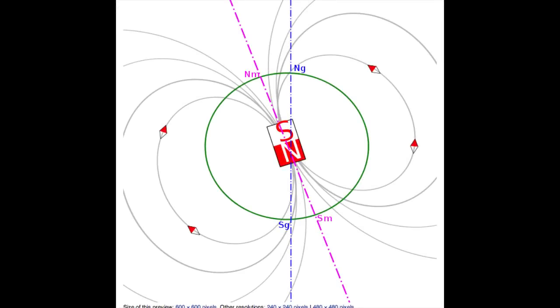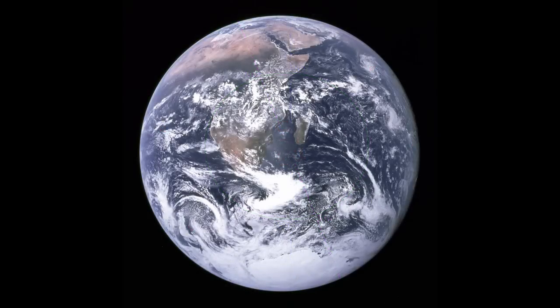So, what's the take-home lesson in all of this? For simplicity's sake, think about it like this. Earth's geographic north is the south pole of a magnet, and Earth's geographic south is the north pole of a magnet. It's a little different than what we may have thought at first, but that's why this world is such a special and awesome place to live.